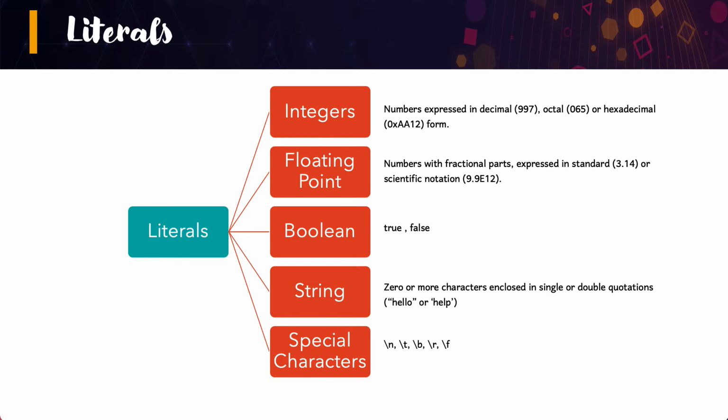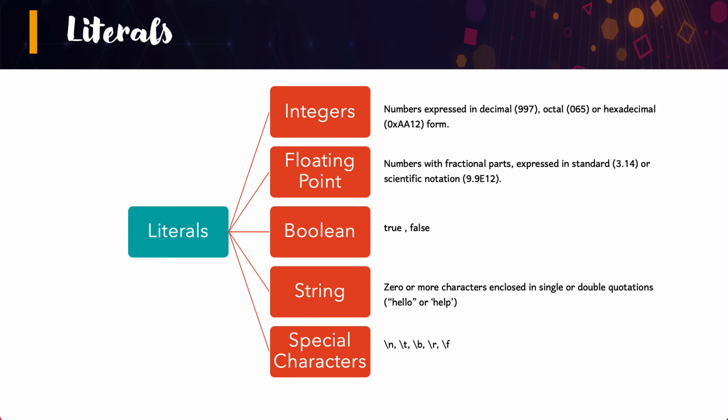Integers. These are numbers expressed in decimal form or octal form or hexadecimal form. For example, when somebody says a is equal to 5, a is an identifier, is equal to is an operator, and 5 is an integer literal. Like integers, we have floating point literals also, and floating point numbers are numbers with fractional parts, expressed either in standard notation or in scientific notation. Typically, in most of our programs we use the standard notation only.